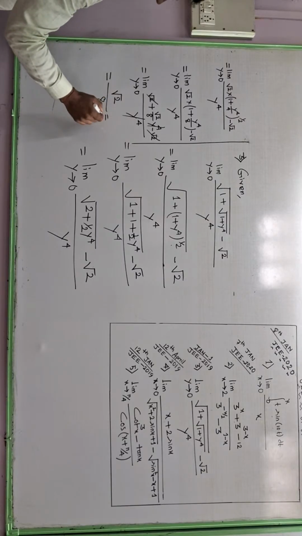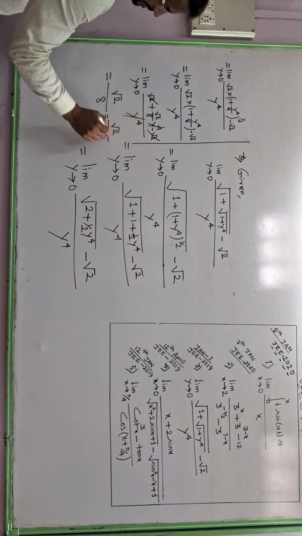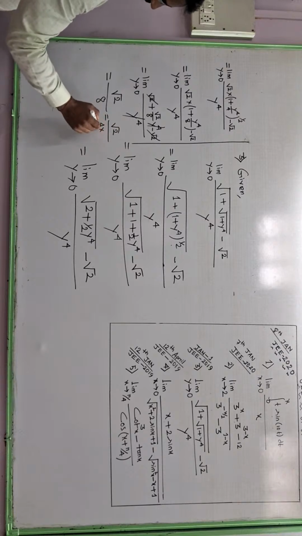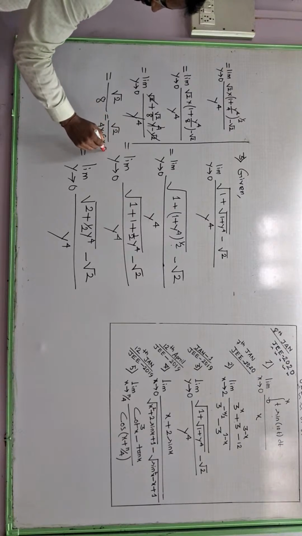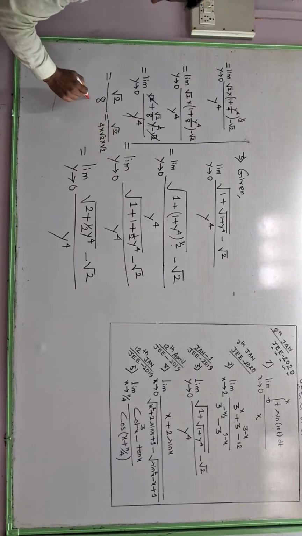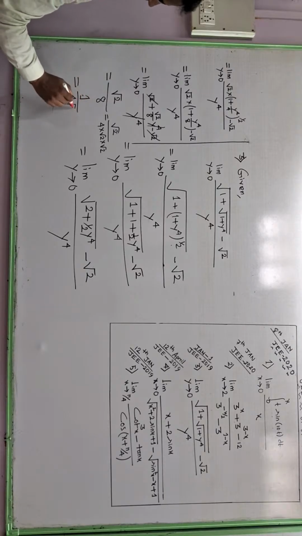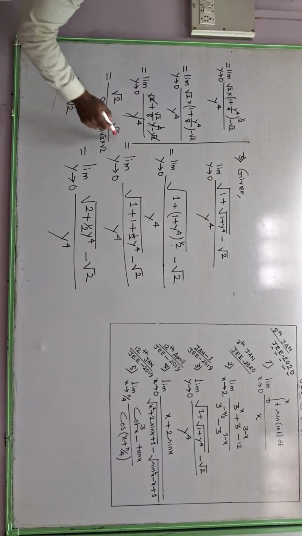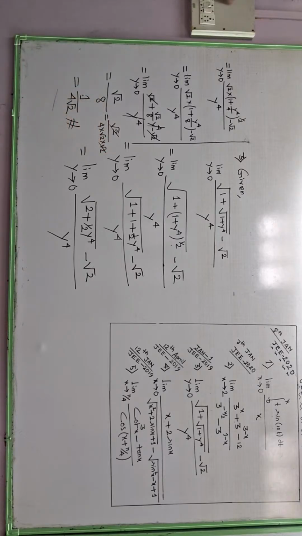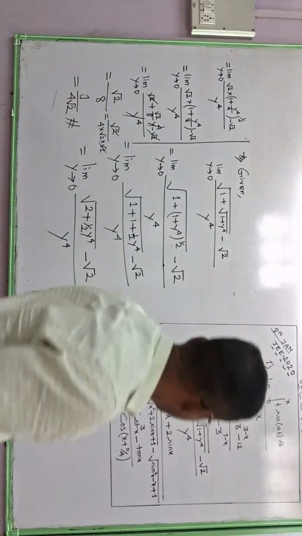And this can be written as option 2 matching the number. Can you simplify? Root 2 by 8, you can write it like this: 4 into root 2 into root 2. Here the root 2 cancels, and the option is 1 by 4 root 2. 1 by 4 root 2 after cancelling this. This is your answer, and we calculated the limit for question number 3.